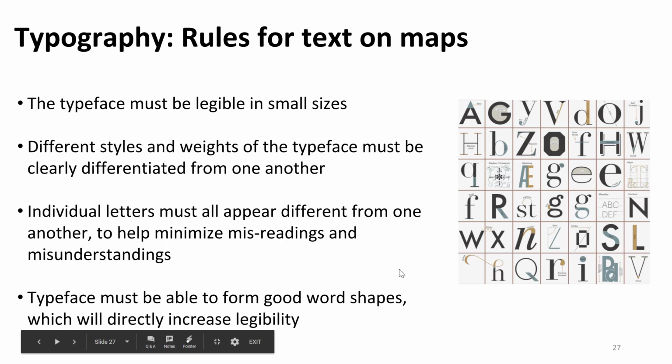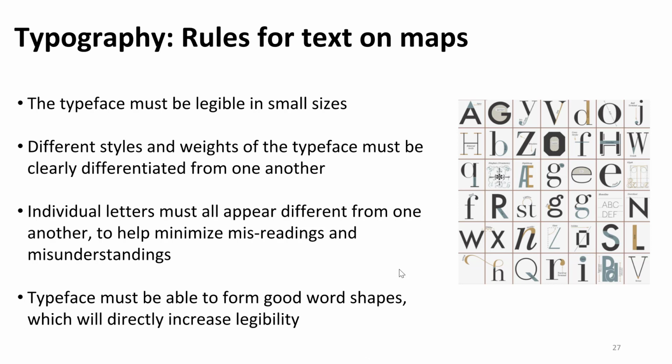So these are a few rules for text on maps. The typeface must be legible in small sizes. Different styles and weights of the typeface must be clearly differentiated from one another. Individual letters must appear different from one another to help minimize misreads and misunderstandings. And then finally, typeface must be able to form good word shapes, which will directly increase legibility. So I'm going to give you some examples here in a moment.